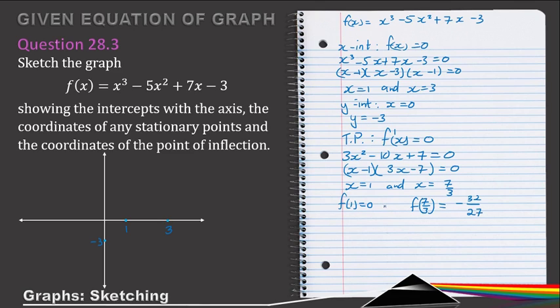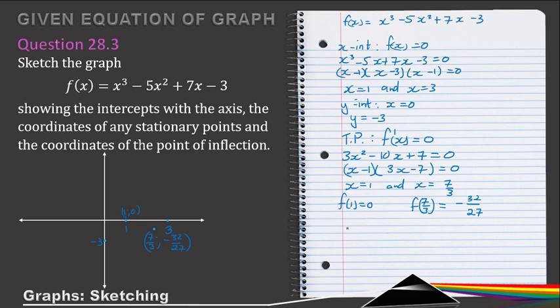Right, so then plotting those points, they would lie over here as the 1, the 7 over 3, and negative 32 over 27. Okay, so there's my one point, and this is my other point, the one that has 1 and 0 as the other turning point.